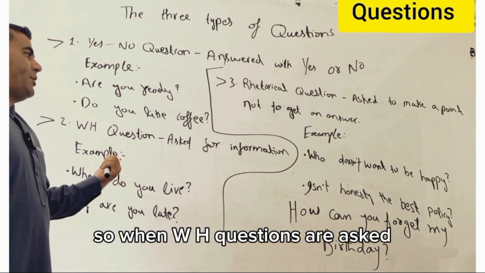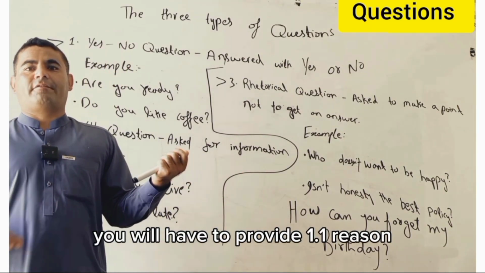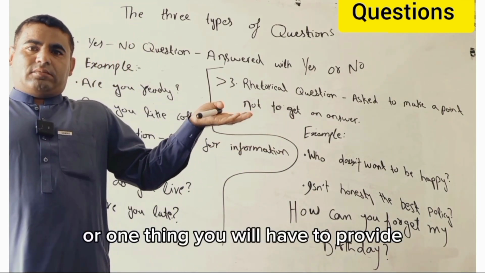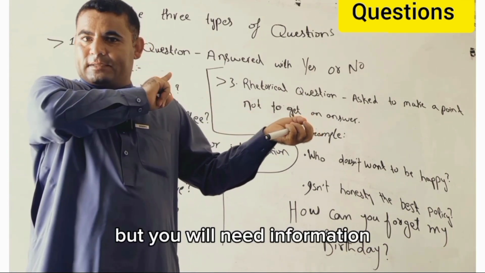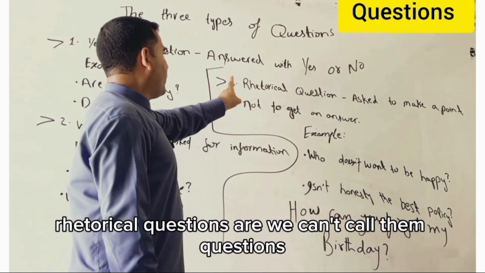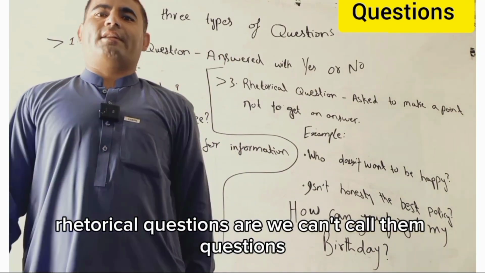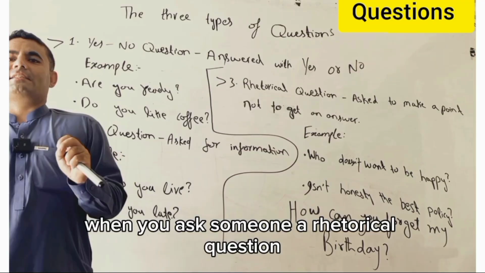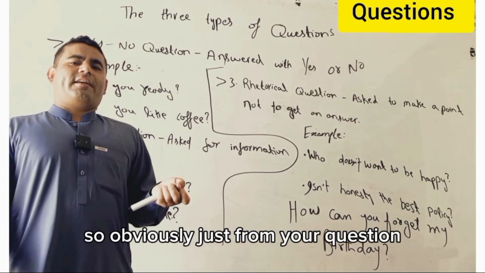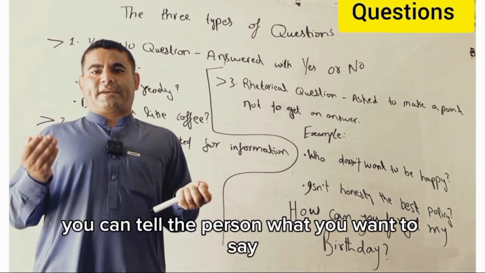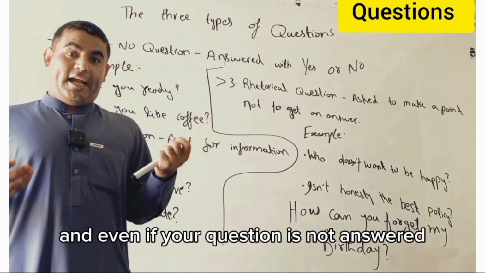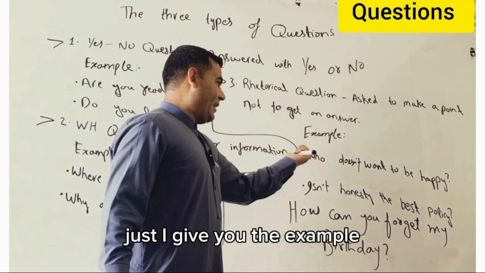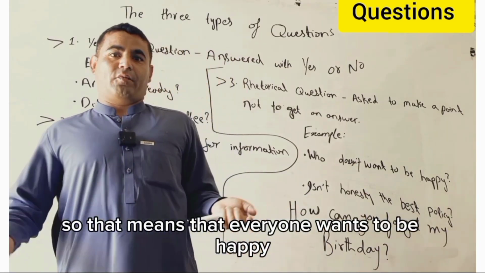Second, WH questions. So when WH questions are asked, you will have to provide one point, one reason, or one thing you will have to provide, but you will need information. Rhetorical questions are, we can't call them questions, they are questions, but they carry a meaning within. When you ask someone a rhetorical question, so obviously, just from your question, you can tell the person what you want to say, and even if your question is not answered, it carries a meaning within. Just I gave you the example, who doesn't want to be happy? So that means that everyone wants to be happy.